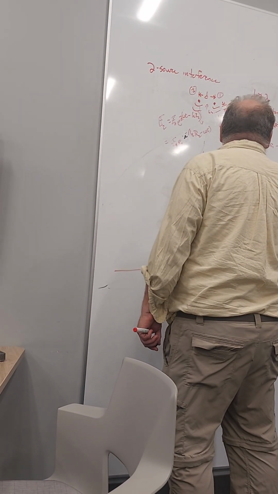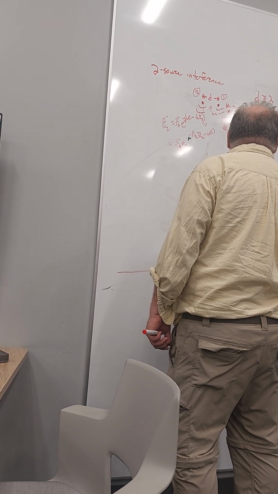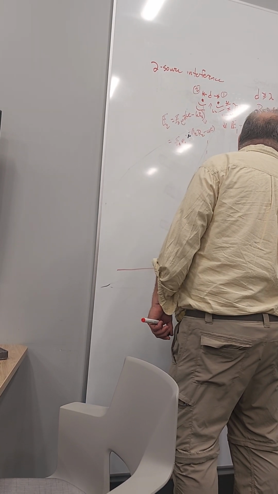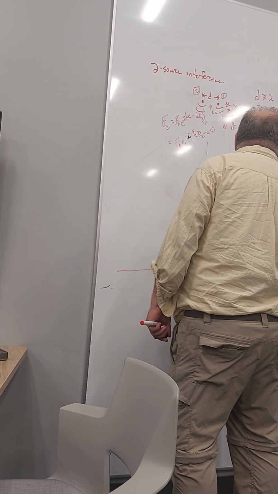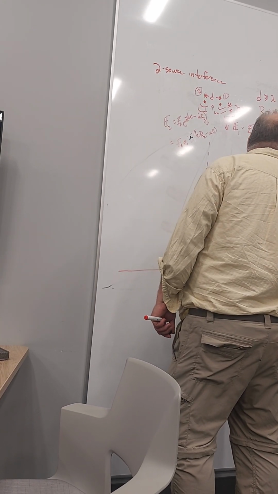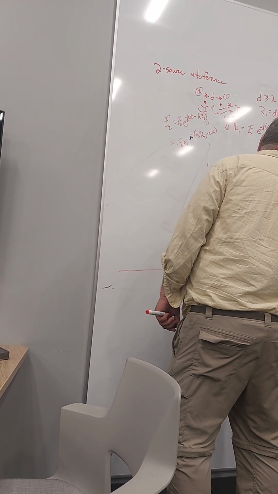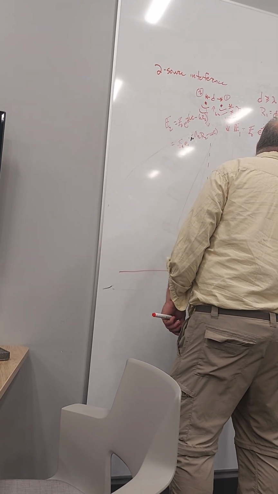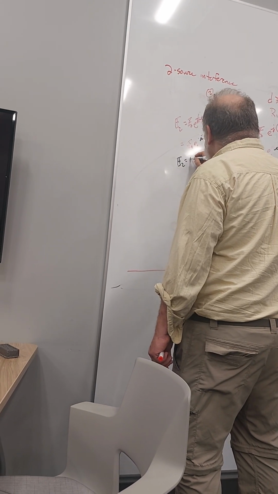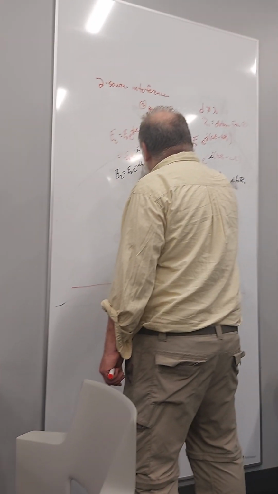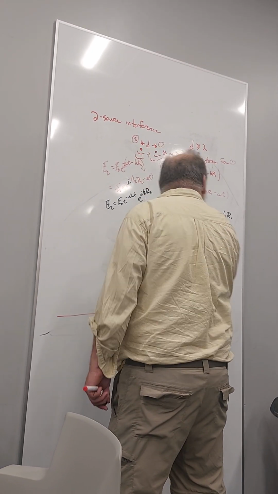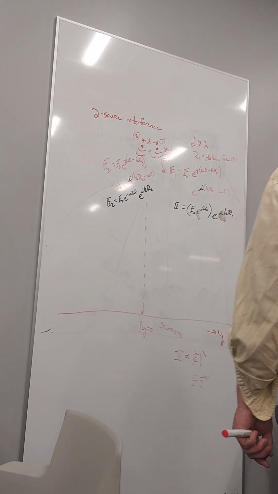All right, so E1 then is equal to E0 e to the minus i omega t, e to the i k r1, okay? And E2 is E0 e to the minus i omega t, e to the i k r2, okay?